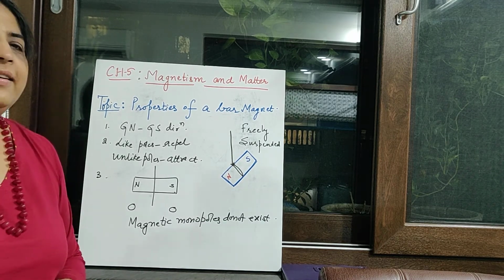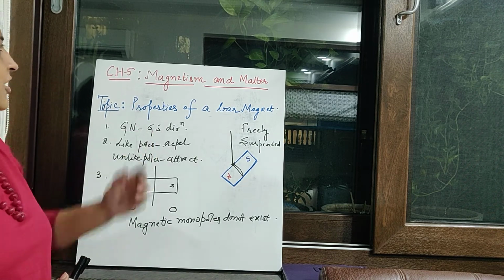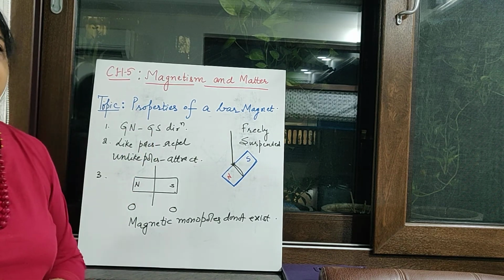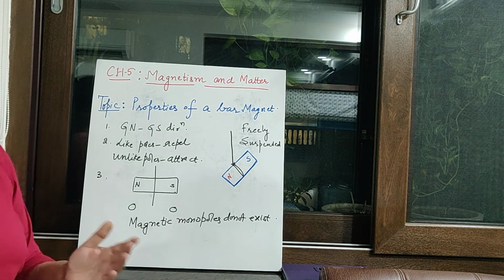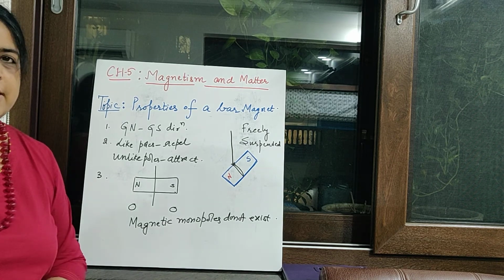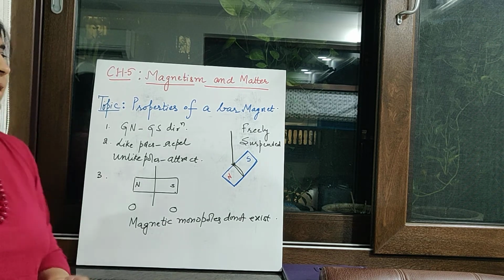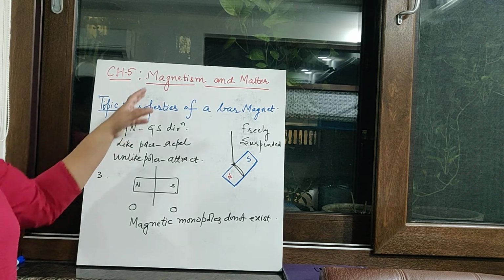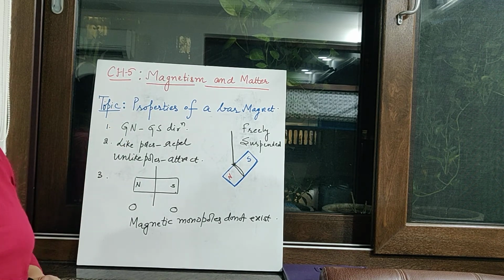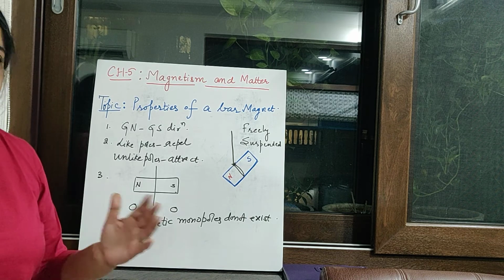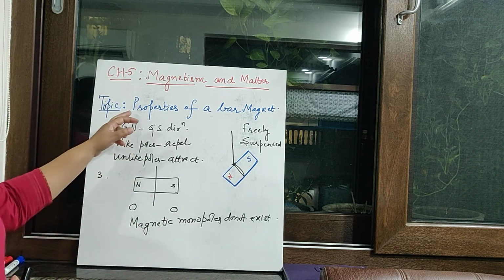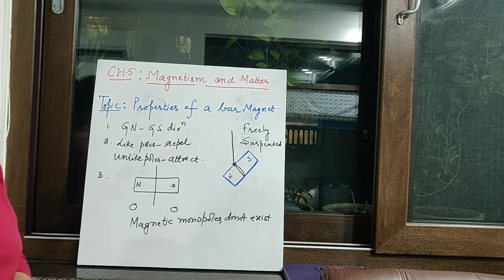Hello everyone. We are starting with this chapter, magnetism and matter. In the previous video, we already did the fourth chapter, moving charges and magnetism. In this video we will be learning a few topics related to this chapter, and I'm starting with a very basic topic, which is the properties of a bar magnet.